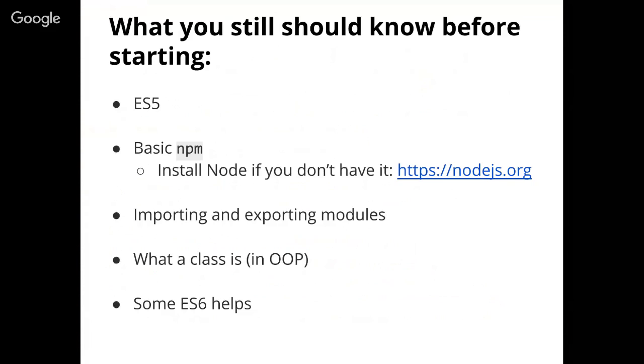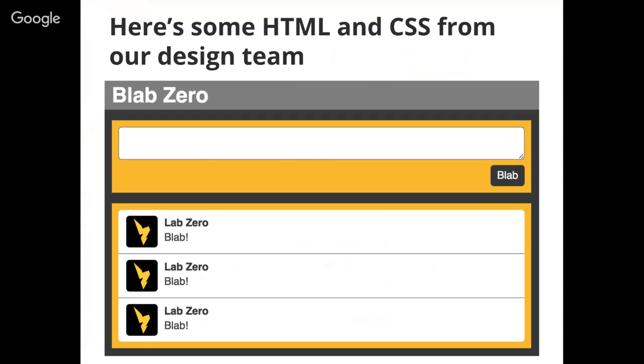So what are we actually going to do today? Today, I'm going to take what we got right here. This is some basic HTML and CSS. Some designer here at Lab Zero has created Blab Zero, which is a micro-blogging service. It's a new, fresh idea. No one's ever thought of this before. You type something in the box and it shows up in a list underneath it, right? We got our blabs.